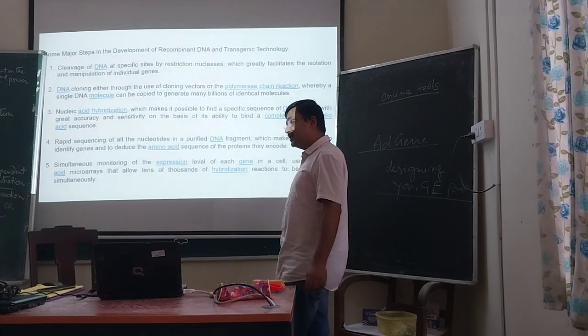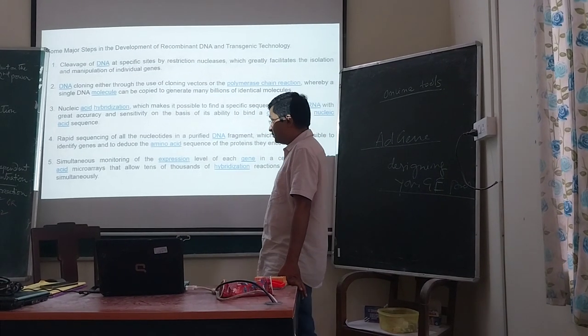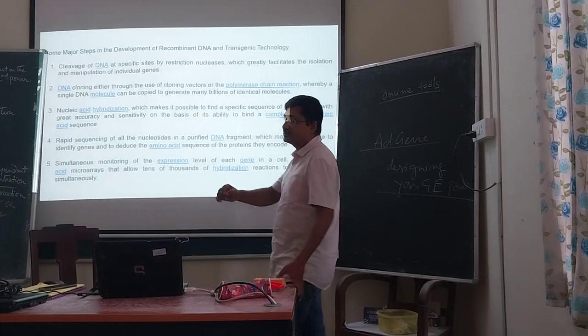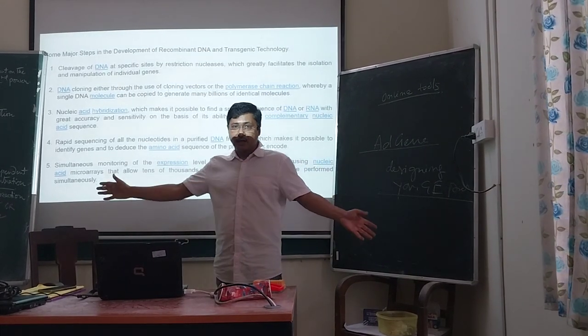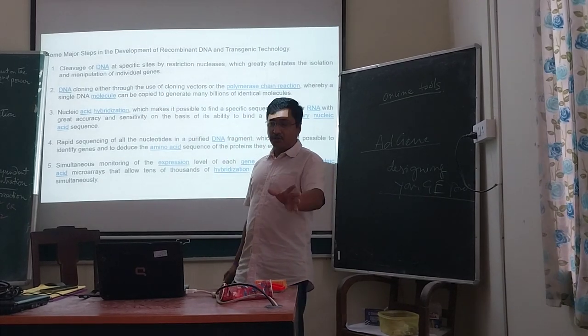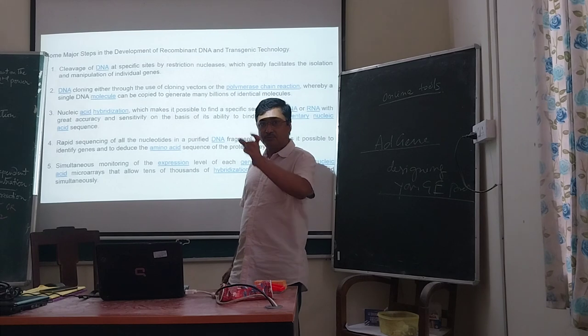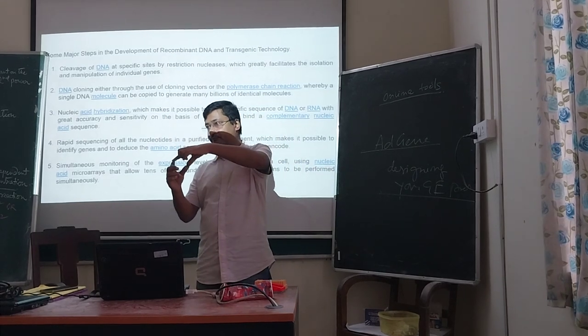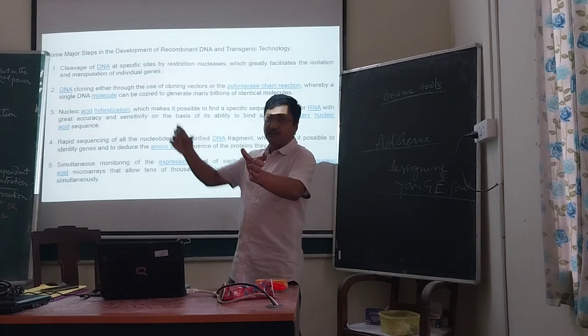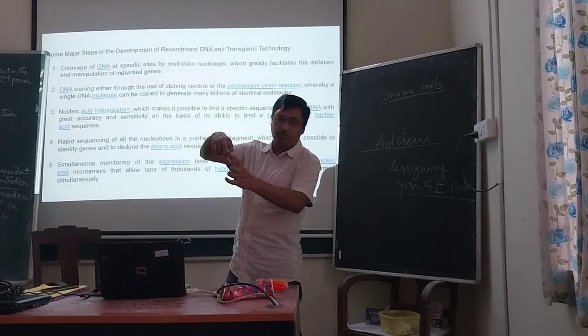Nucleic acid hybridization is another aspect which makes it possible to find specific sequences in a DNA or RNA molecule. Southern blot and northern blot. Southern blot deals with a DNA probe hybridizing with DNA. In case of northern blot, an RNA molecule hybridizes with a DNA probe.